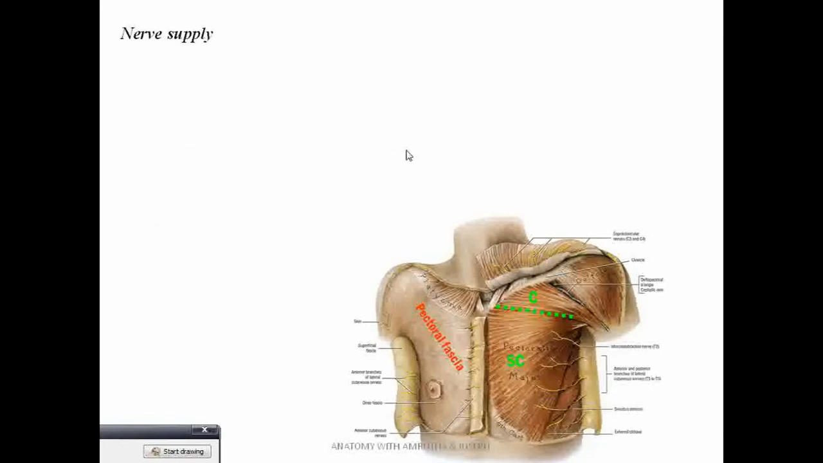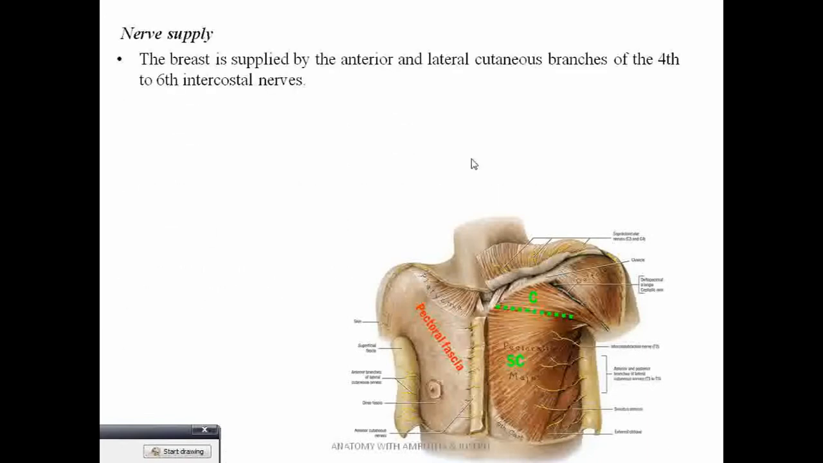Nerve supply. The breast is supplied by anterior and lateral cutaneous branches of the 4th to 6th intercostal nerves. So the intercostal nerves give off branches in the anterior aspect called anterior cutaneous, and on the lateral aspect, lateral cutaneous branches. So they supply the mammary gland, usually the 4th to 6th intercostal nerves.